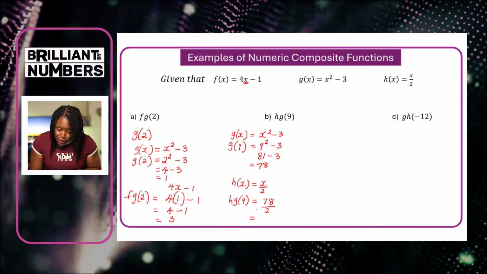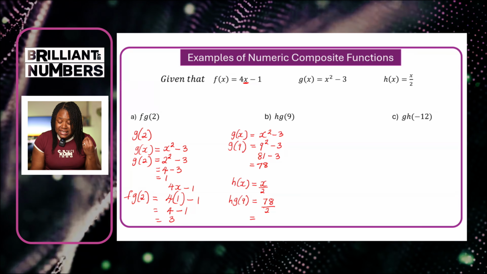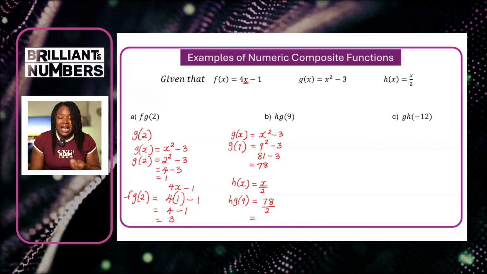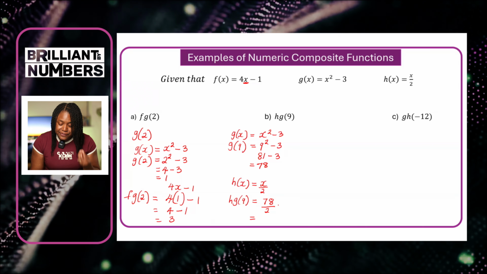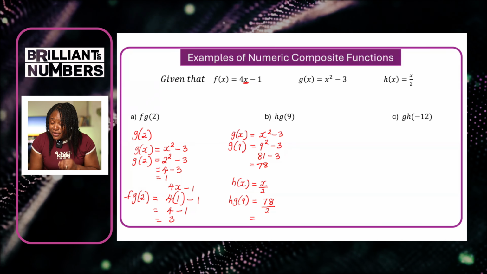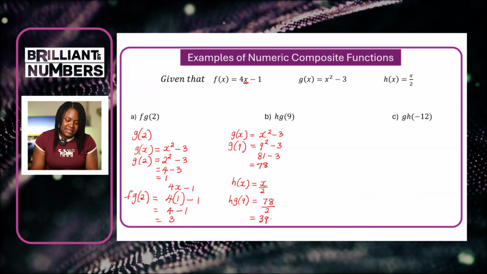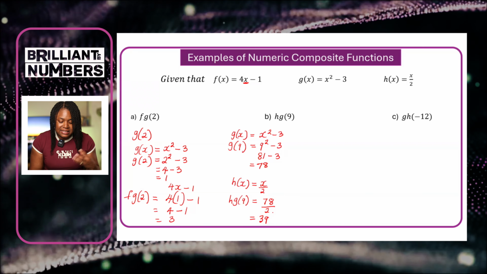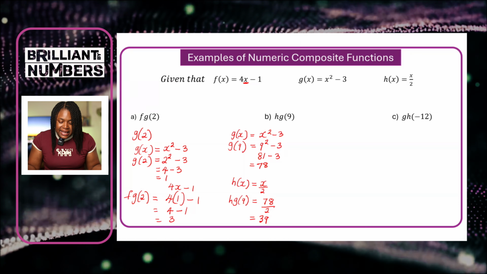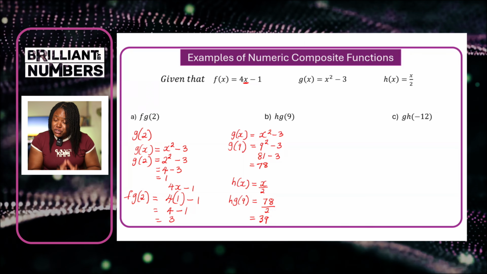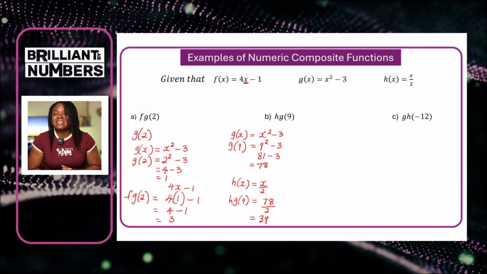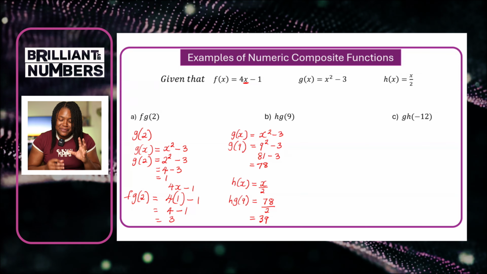So we break this down. Half of 70 is 35. And half of 8 is 4. So 35 plus 4 is 39. So we can see 39 plus 39 gives us 78. So the entire answer for h of g of 9 is 39. Beautiful. You just need to take your step and follow your order of operations.